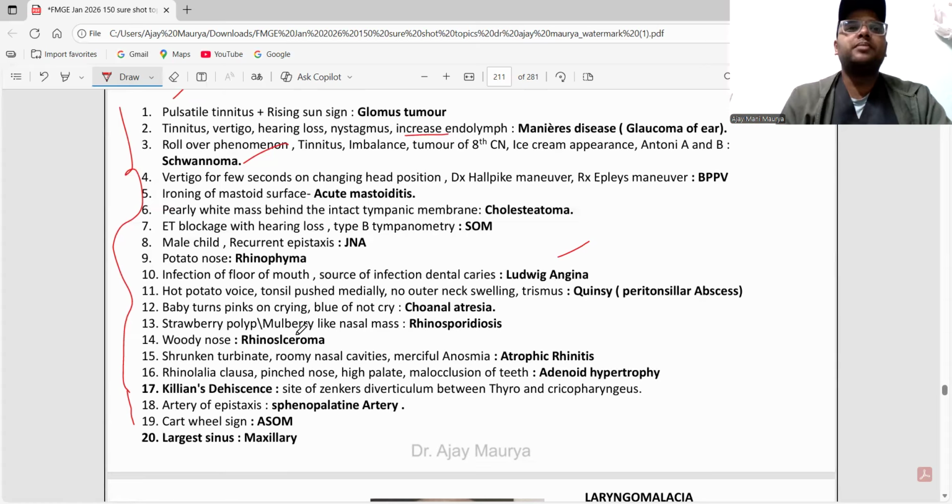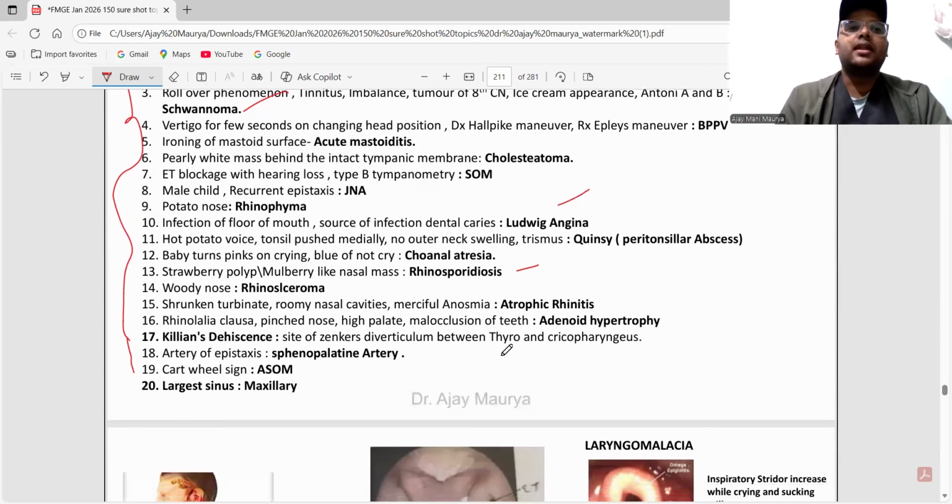Next one, strawberry polyp, mulberry-like mass, case of the rhinosporidiosis. Woody nose in the case of the rhinoscleroma. Sunken, roomy nasal cavity, merciful anosmia in the case of the atrophic rhinitis. Adenoid facies and a pinched nose, high palate, malnutrition, that is in the case of the adenoid hypertrophy. Killian dehiscence, site of the Zenker's diverticulum, between the thyroid pharyngeus and cricopharyngeus.